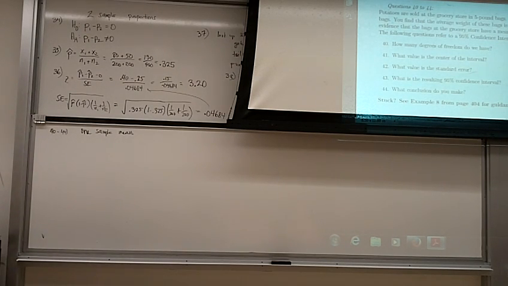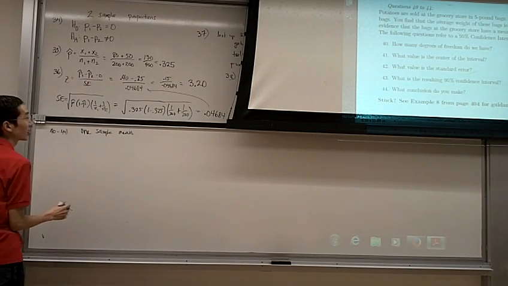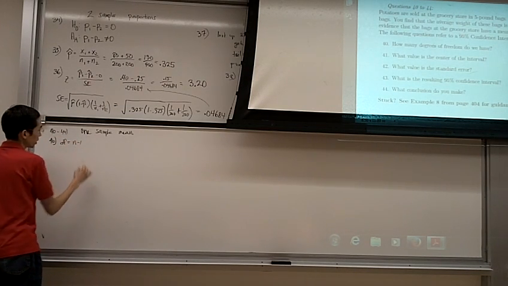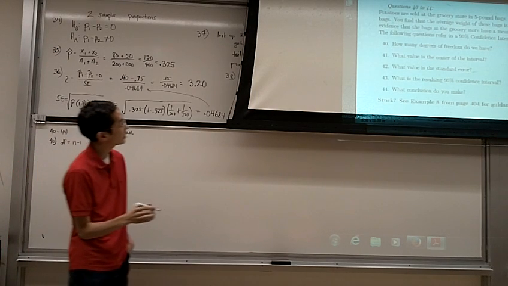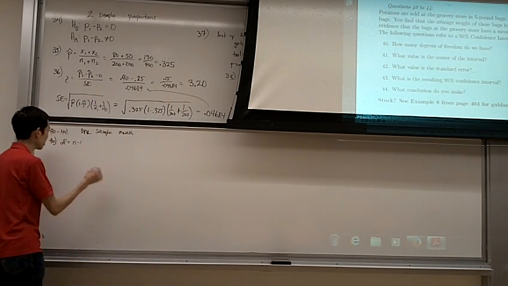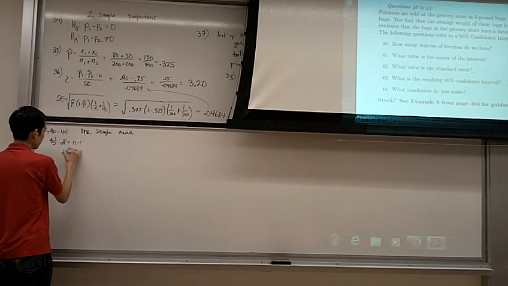Okay. So it says, how many degrees of freedom do we have in this problem? Degrees of freedom is equal to n minus 1. So what is our n? 10 bags of potatoes. So our degrees of freedom is 9.